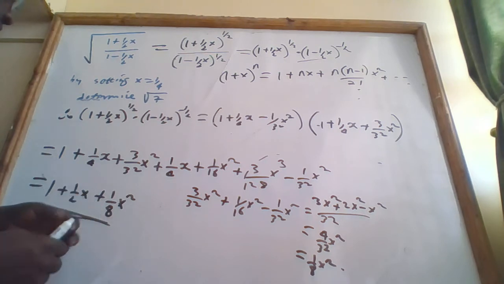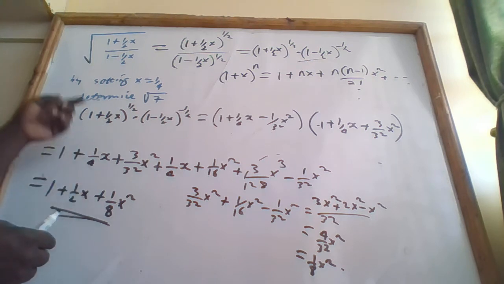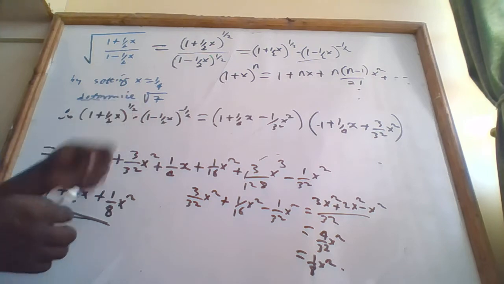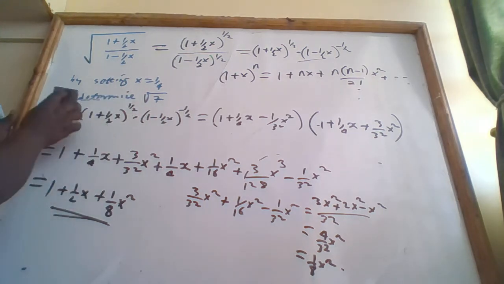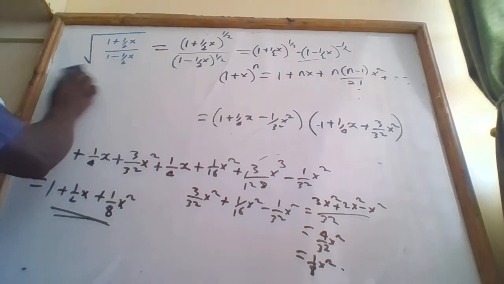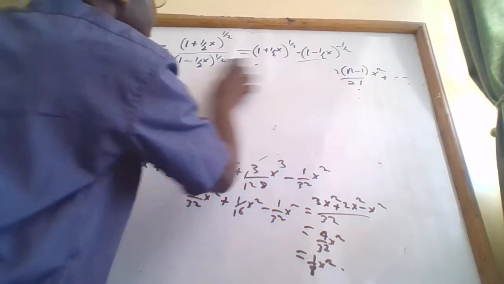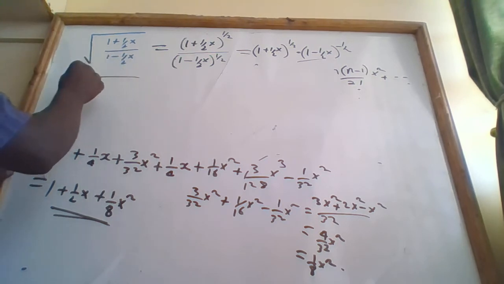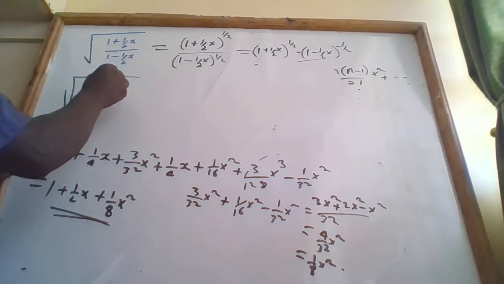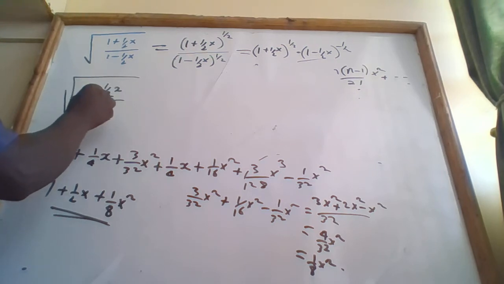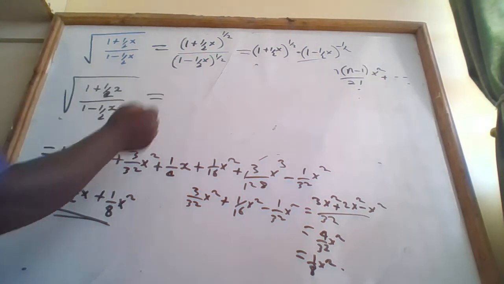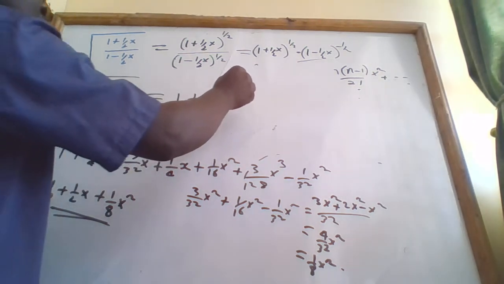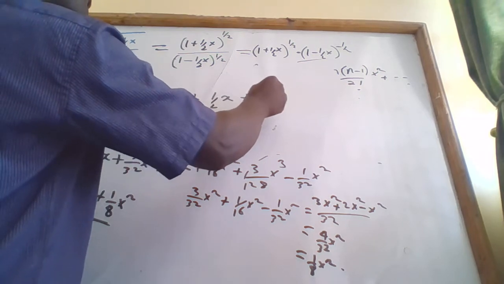Now after getting this, they are saying that by now setting x equals to 1 over 4, they want us to determine root 7. Now here we have root of 1 plus 1 all over 4x, over 1 minus 1 all over 2x. Now this one equals 1 plus a half x plus 1 over 8 x squared.